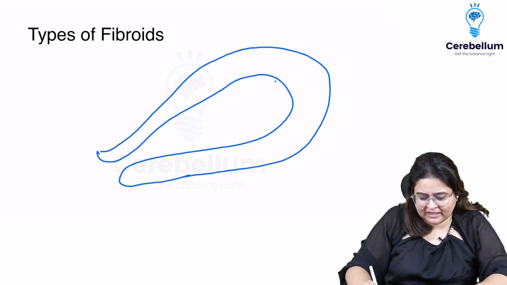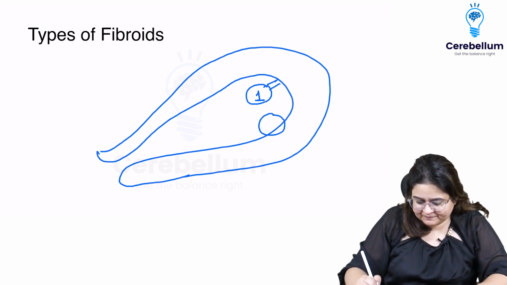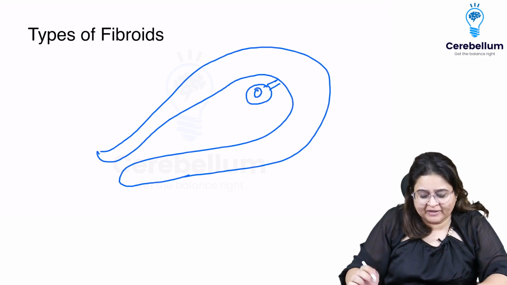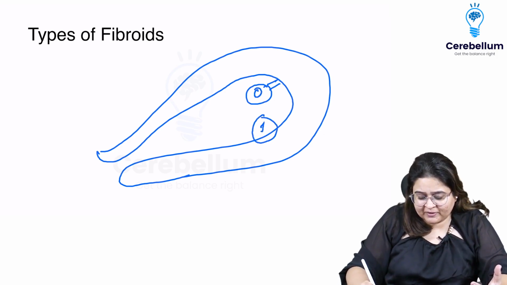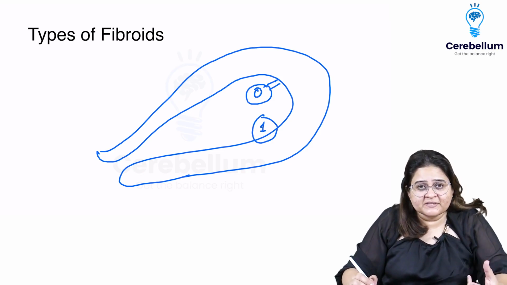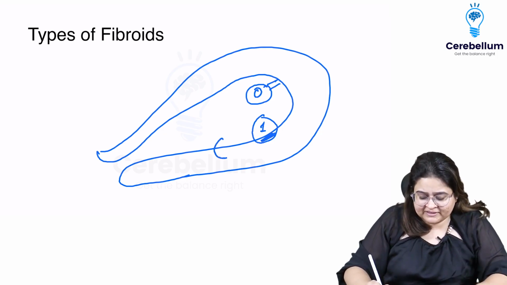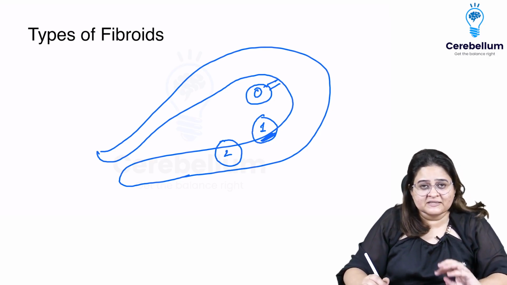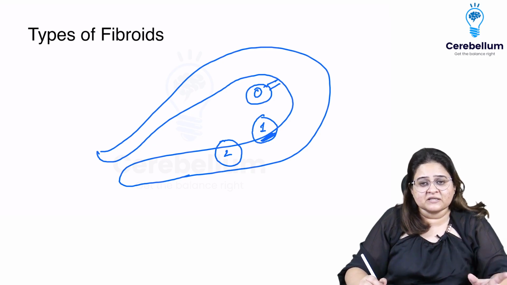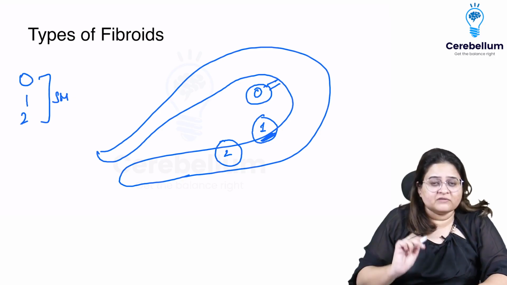So this is a type 0 fibroid, that is a pedunculated submucosal fibroid. This is a type 1 fibroid where more than 50% is submucosal, less than 50% is intramural. This is a type 2 fibroid where more than 50% is intramural, less than 50% is submucosal. So types 0, 1 and 2 are submucosal fibroids.